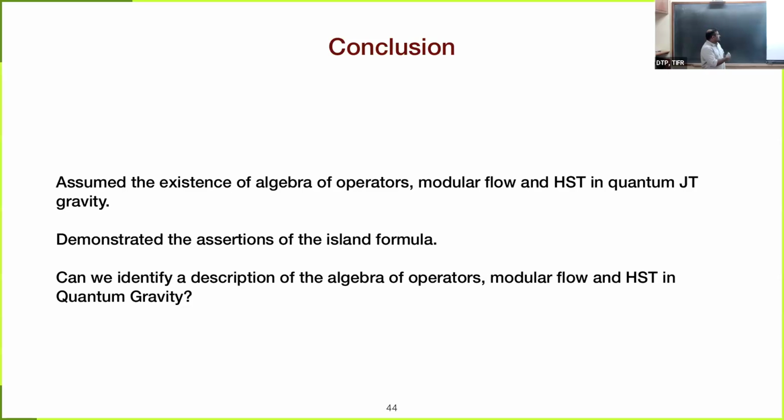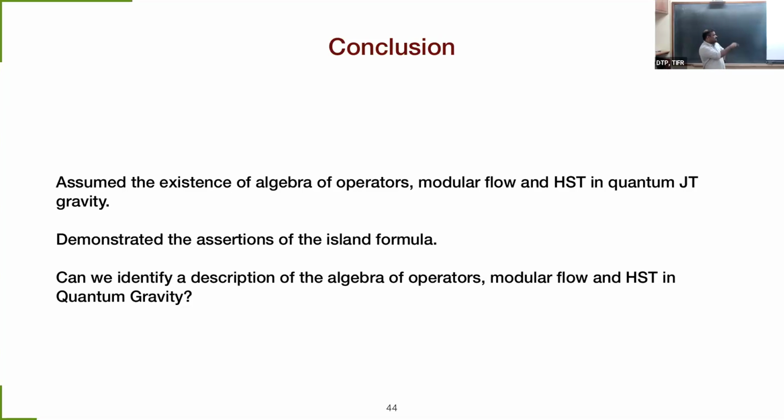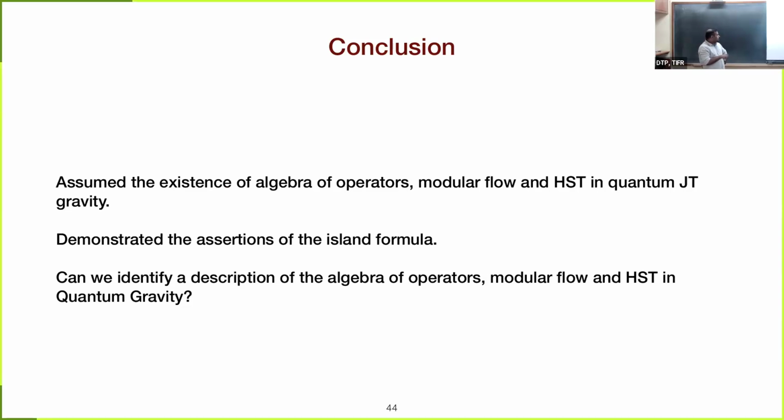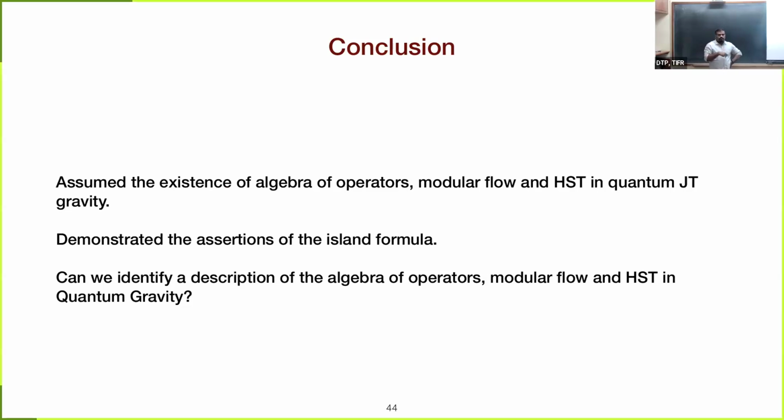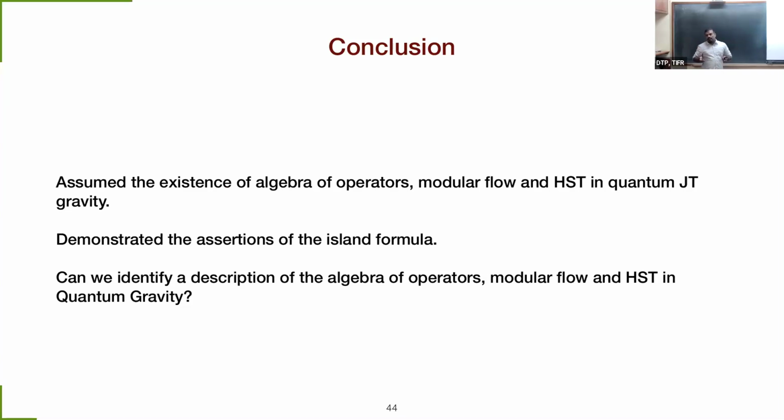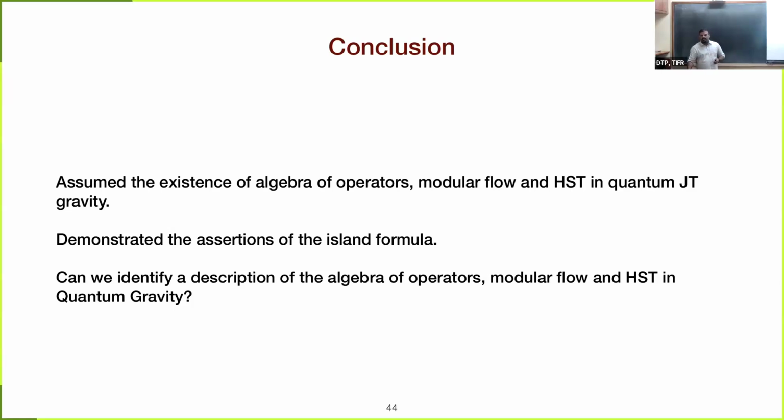So anyway, the conclusion is that we just assume the existence of algebra operators and modular flow in quantum JT gravity, and then demonstrate the assertions of the island formula. Then we should ask whether these assumptions are right or not. Can we have a description of algebra operators in quantum gravity and the associated modular flow and half-sided translation? This is something which has to be understood. Based on this assumption, we see that the island paradigm can be explained if these things are true. Does that mean that there actually exist such concepts in quantum gravity? That I don't know. So all the conclusions are based on certain assumptions. Yeah, that's it.